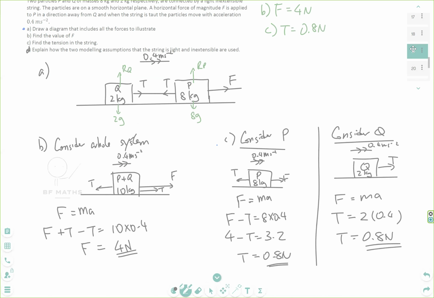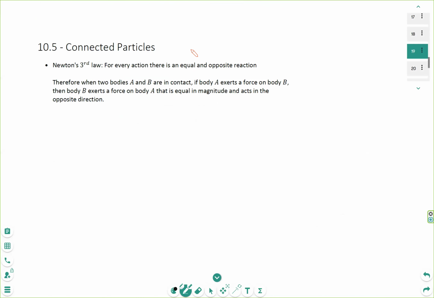Right. Next type of connected particles. Newton's third law. So there are three laws from Newton.